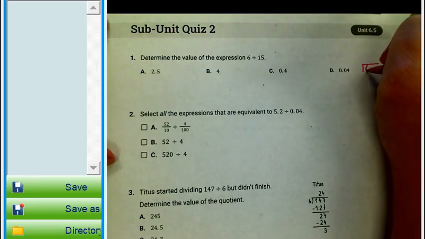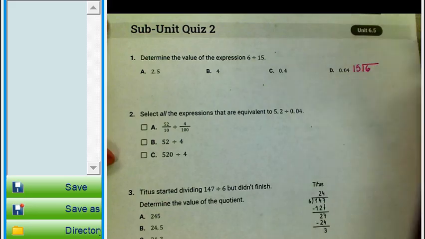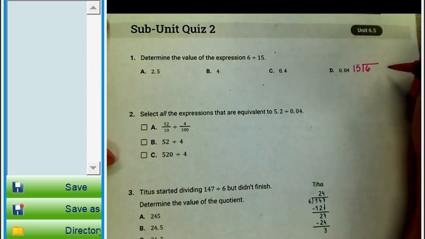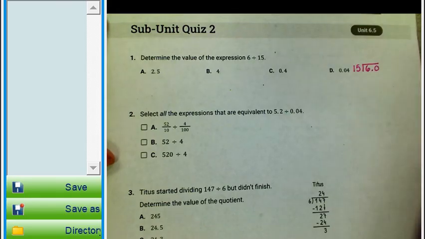It should always be the first number is inside and the second number is our divisor that goes outside of the tower. Make sure that you show your division work. If you can't do 15 into 6, you need to put a decimal and a 0 and consider it as 15 going into 60. Make sure to show your work, and when you're done, put the decimal in place.